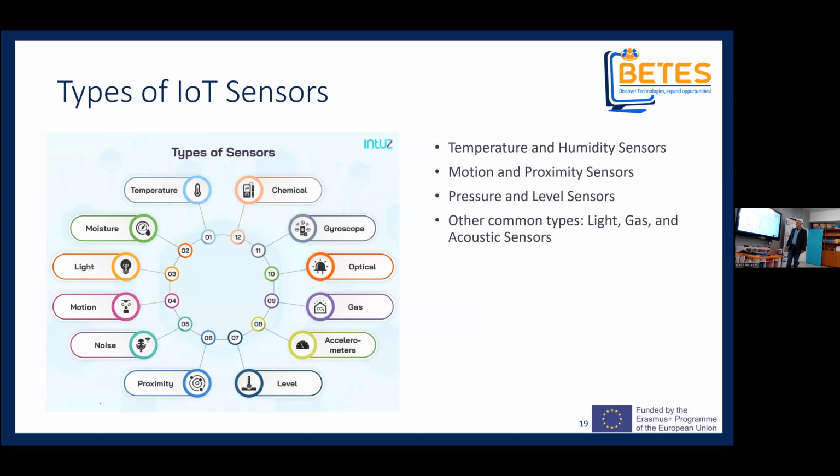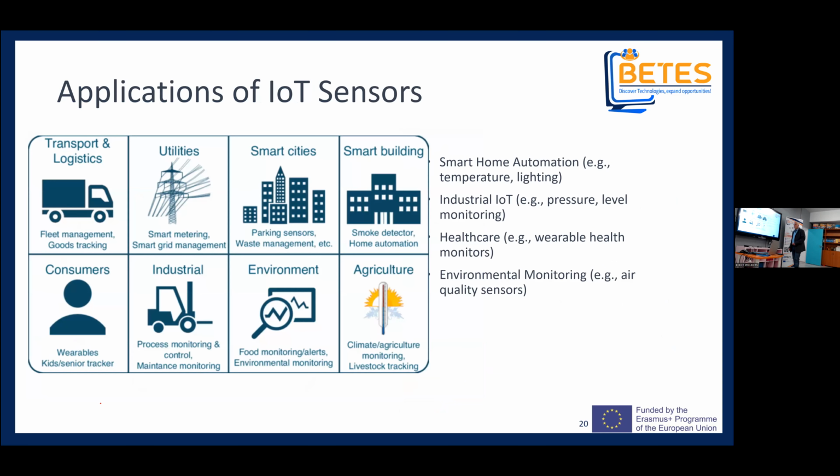So here we have different types of sensors: temperature, chemical, gyroscopes, optical, gas, accelerometer, level, proximity, noise, motion, light, moisture, etc. There are dozens of types, hundreds of types of sensors, depending on the application. So depending on the application, we will install specific sensors for specific applications.